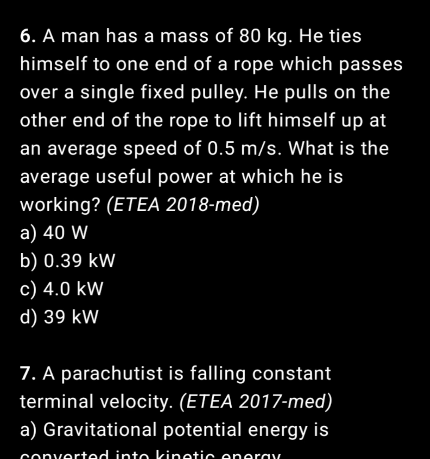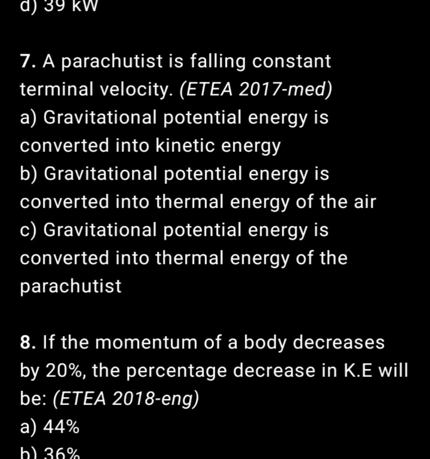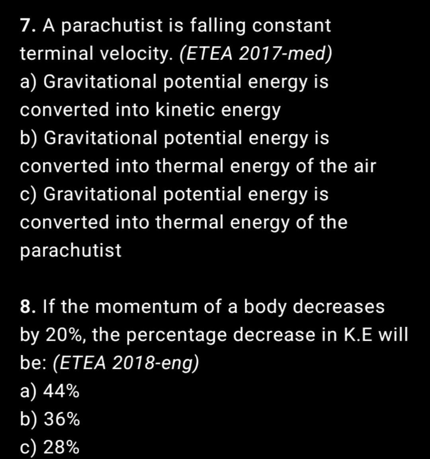6. A man has a mass of 80 kg. He ties himself to one end of a rope which passes over a single fixed pulley. He pulls on the other end of the rope to lift himself up at an average speed of 0.5 meters per second. What is the average useful power at which he is working? ETEA 2018 Med. A. 40 W. B. 0.39 kilowatts. C. 4.0 kilowatts. D. 39 kilowatts.